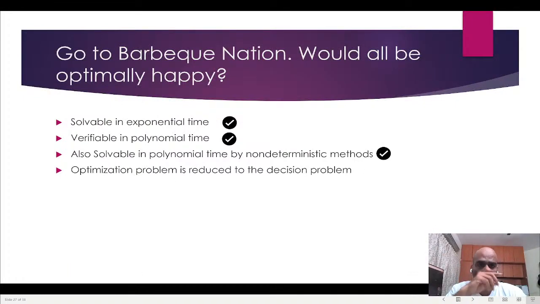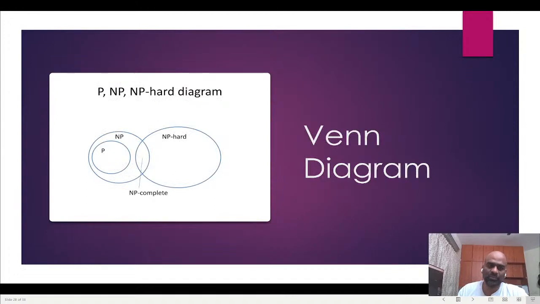The question was, would all be optimally happy? Say, for example, go to Barbecue Nation. So now it is still solvable in exponential time, it's verifiable in polynomial time, and also solvable in polynomial time by non-deterministic methods. So now the optimization problem is reduced to a decision problem. This is the Venn diagram: P, NP, and NP-hard. There is the polynomial problem, and the polynomial problem is within NP.